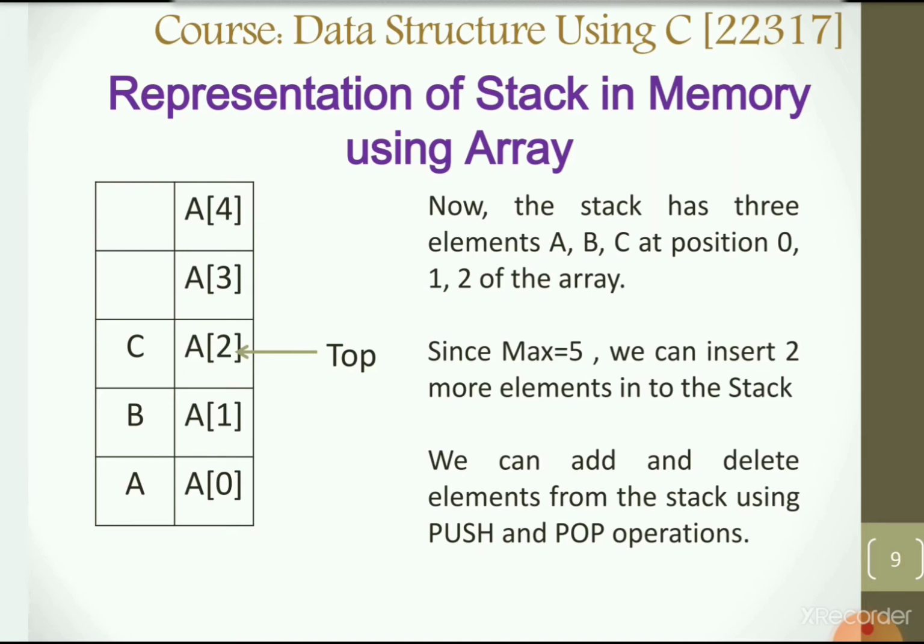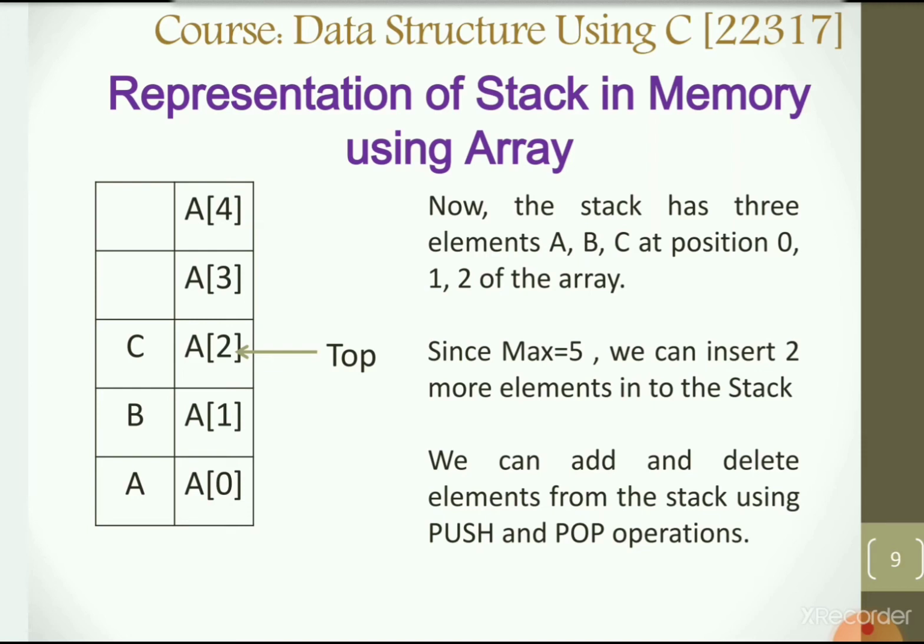Then we have inserted B. Look at the diagram here. When we insert B, the top gets increased from 0 to 1. So now top will indicate 1. When we insert the third element, that is C, at that time the top goes to position number 2. So when we have inserted 3 elements, now the stack has 3 elements A, B, C at positions 0, 1 and 2. Since max is equal to 5, we can insert 2 more elements in the stack.